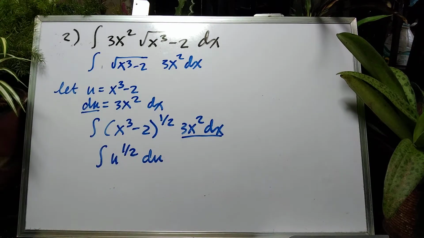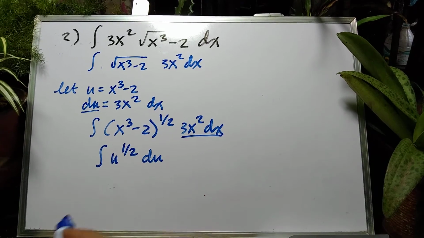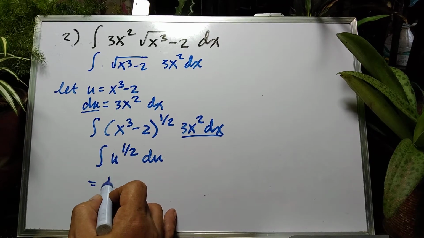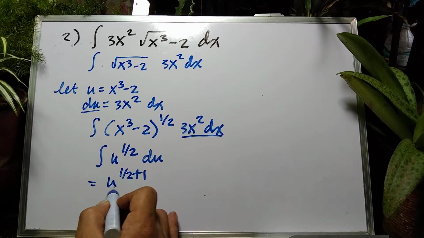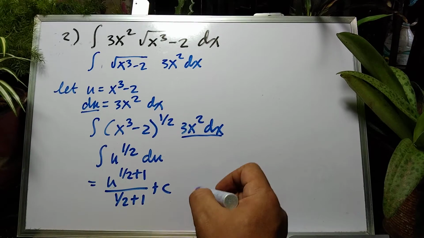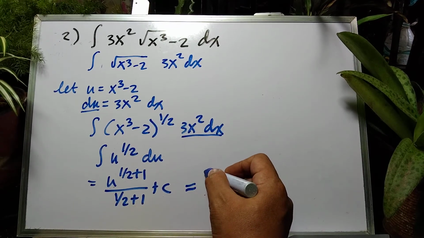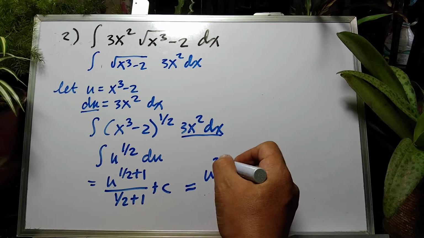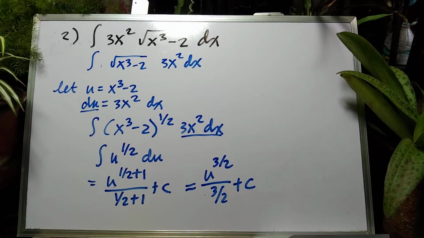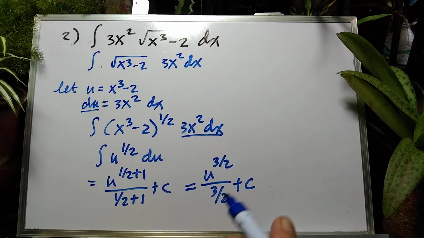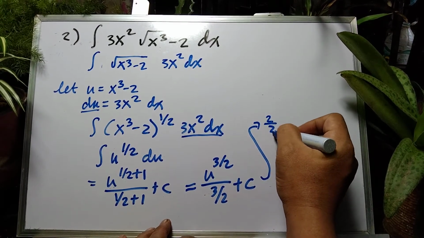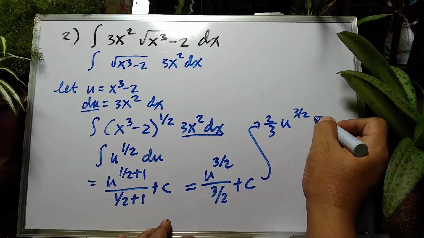Okay? By applying the basic rule of integration, let's integrate this. This is equivalent to, we just add 1 to the exponent. So u to the 1/2 plus 1 over 1/2 plus 1 plus c. Correct? So, padayon tag-solve. You have u, what is 1/2 plus 1? You have 3/2 over 3/2 plus c. Okay, simplify further. So you have now 2/3 u to the 3/2 plus c.